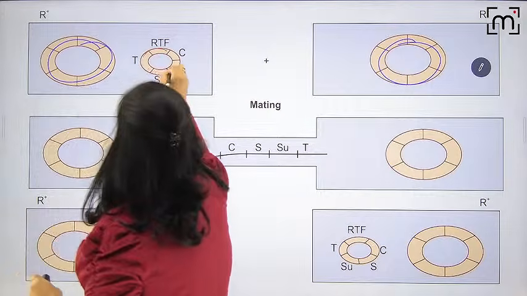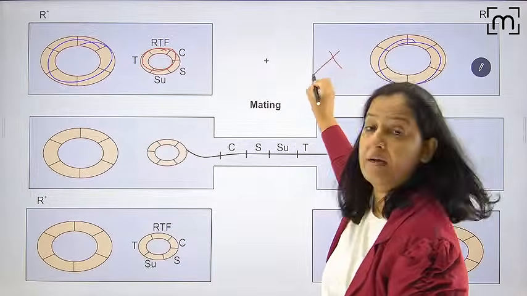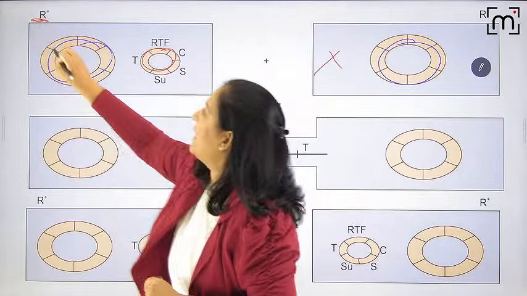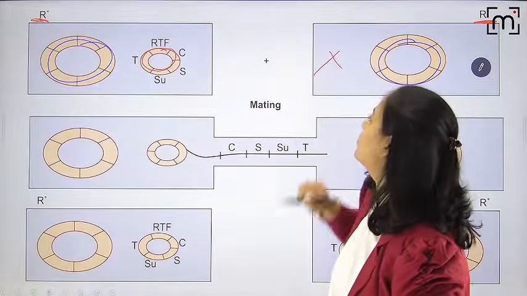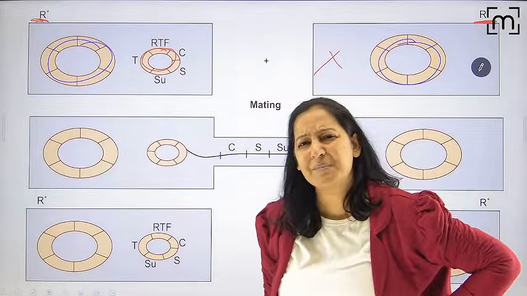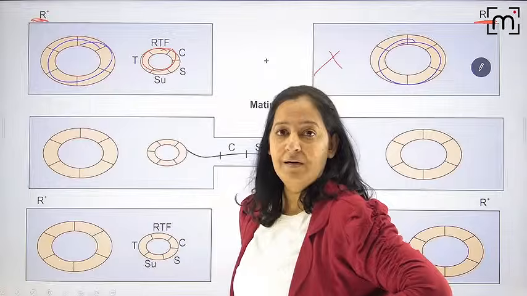This one is having R plasmid. This one doesn't have R plasmid. So this one is R positive, okay? And this one is R negative. Getting it? This one is having R plasmid. This one doesn't have R plasmid. Ma'am, what is R plasmid? R plasmid means resistance.